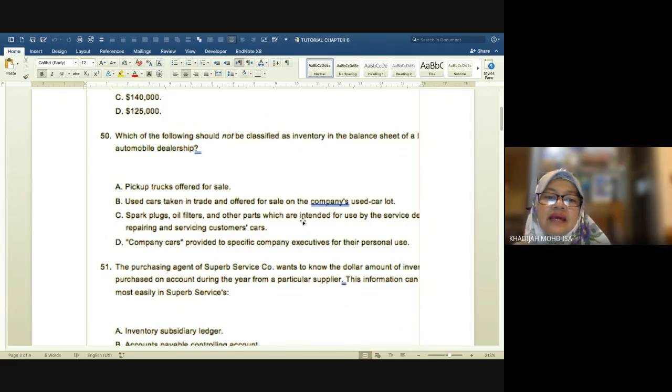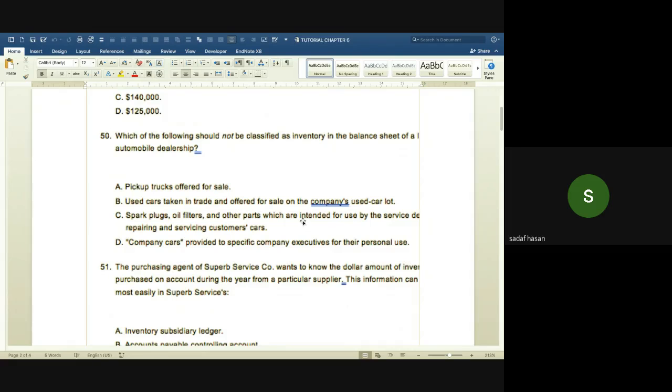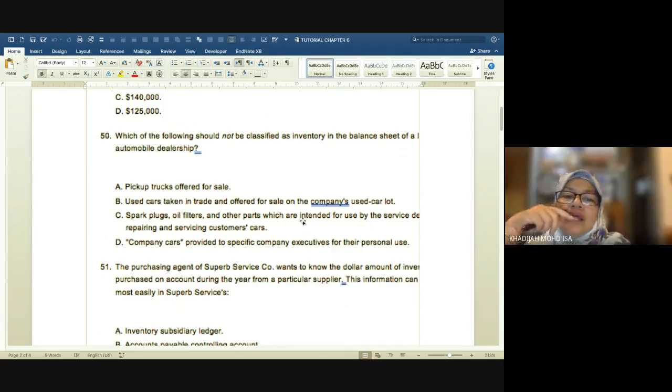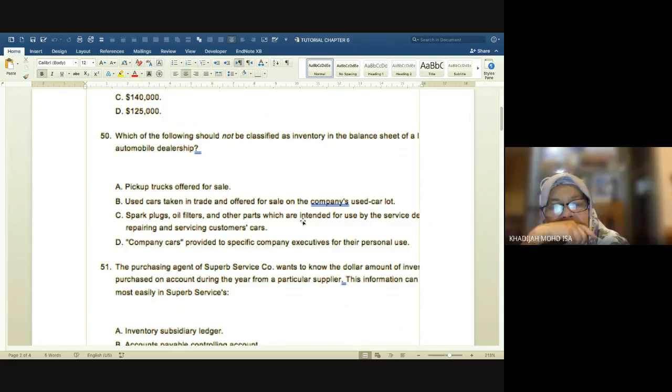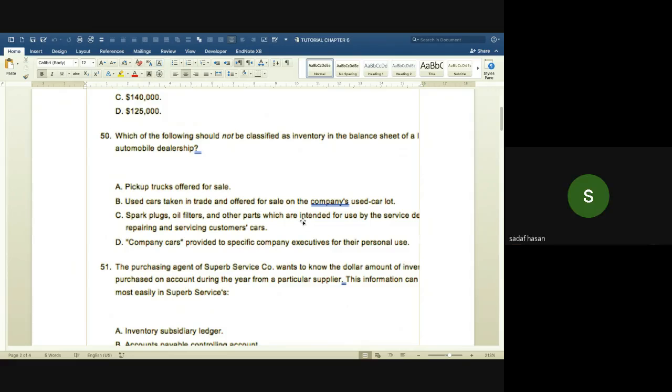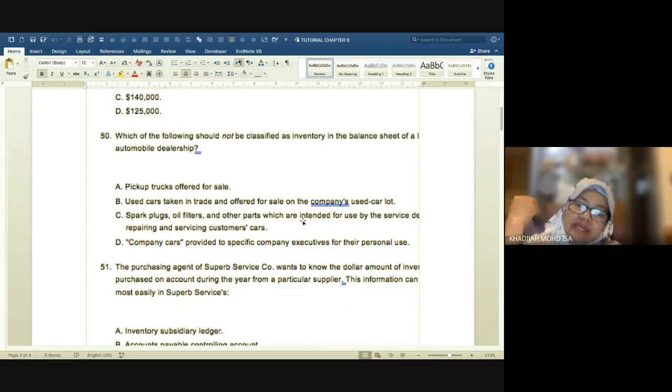And then company cars provided to company executives for their personal use? No, this is not inventory. This is a benefit for the employees. It could be their asset, because it's not for sale, but for the use of the company. So it will be an asset.